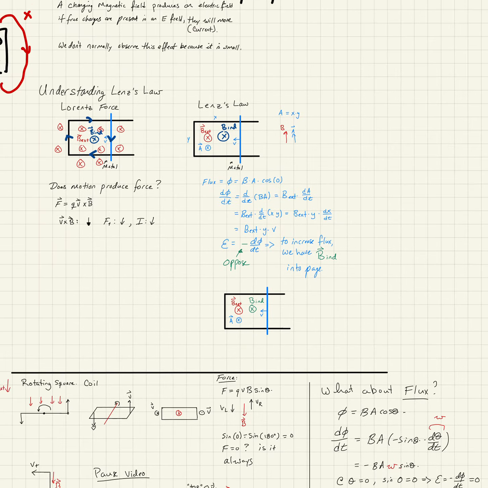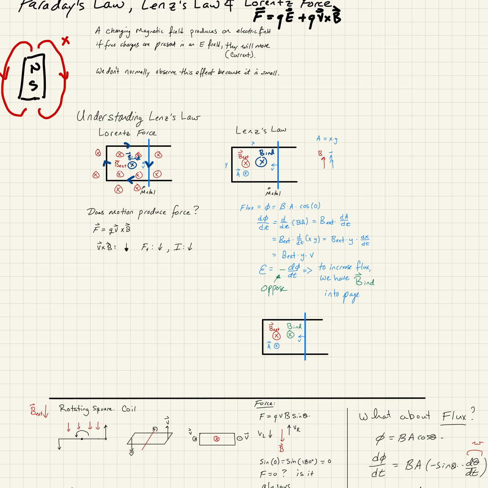But this is kind of two points of view on why this is happening, right? From a Lorentz point of view, we can see that the moving charges experience a force, which produces a current, which then opposes. From a Faraday's law, Lenz's law point of view, we can see that there's an EMF produced in here that's going to drive a current in the same direction as you did here, and the Lenz's law is opposing that loss of flux.